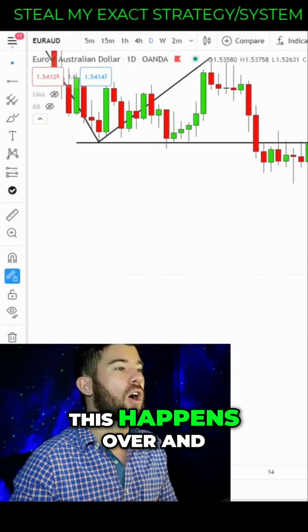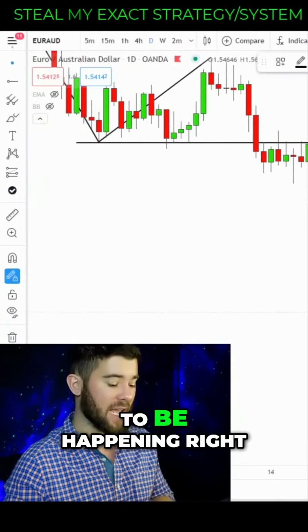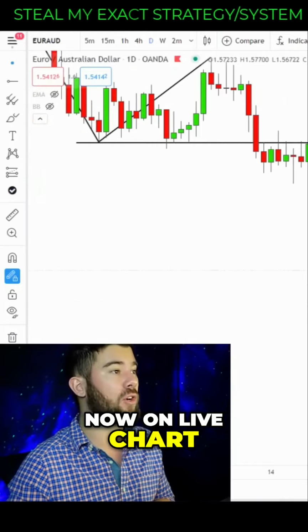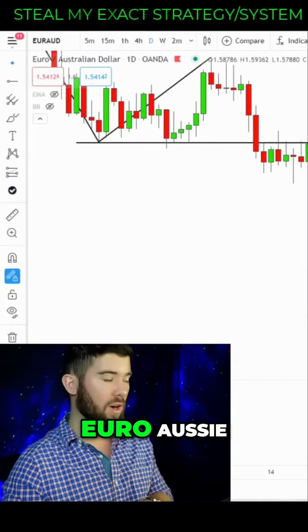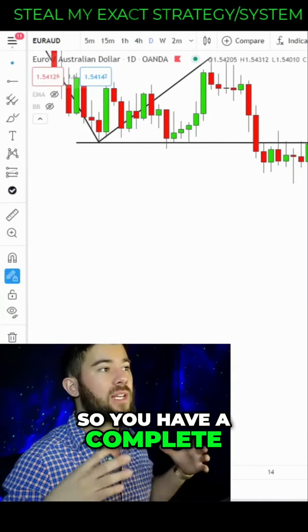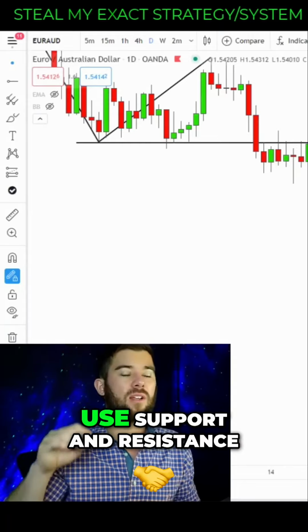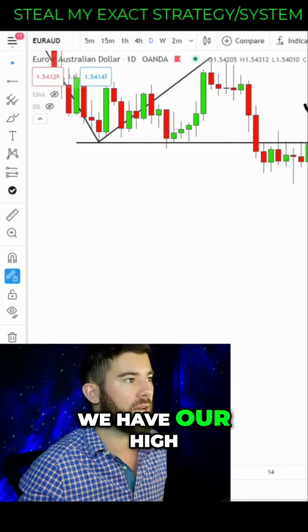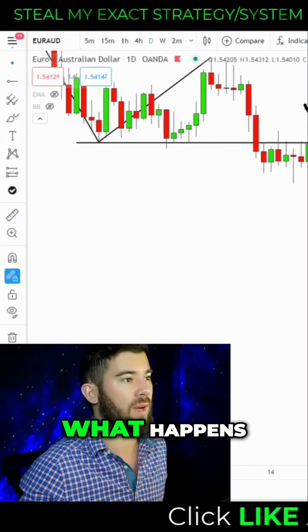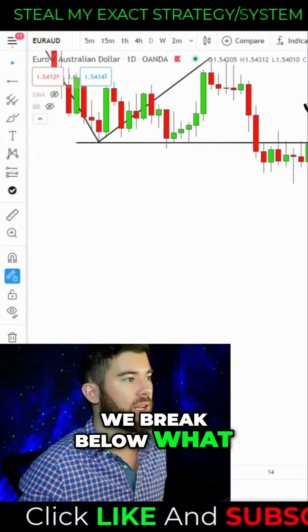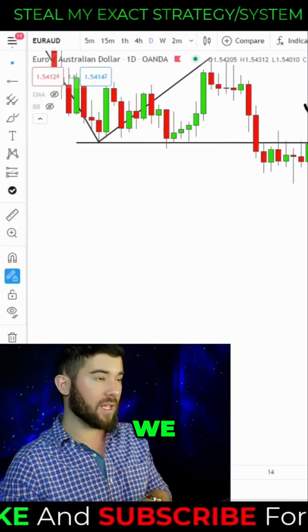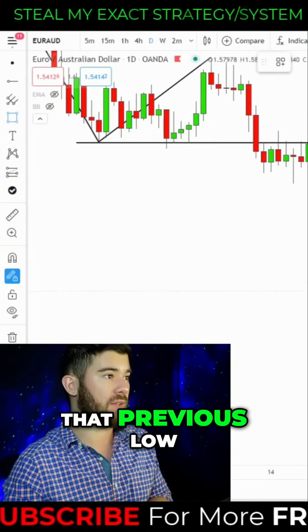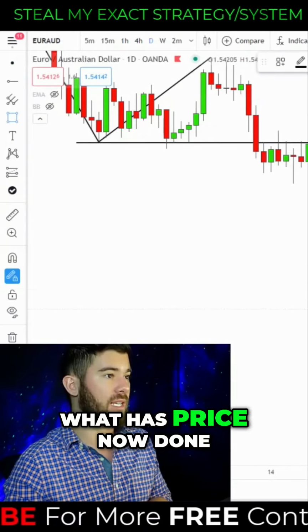This happens over and over again and looks to be happening right now on live chart data here on the Euro Aussie. Let's draw that out so you have a complete comprehension of how to use support and resistance to find entry points in trending markets. We have our high to our lower high. What happens? We break below what? Our previous low. If we put a box around that previous low, what has price now done?